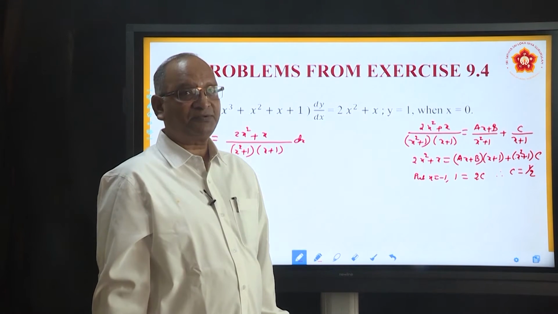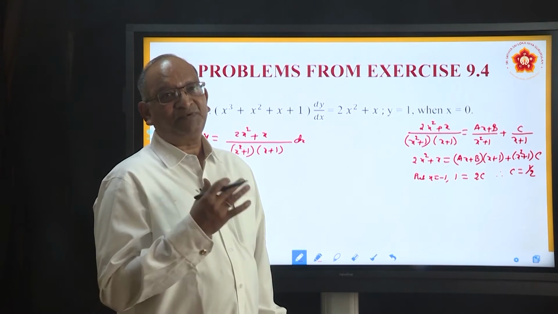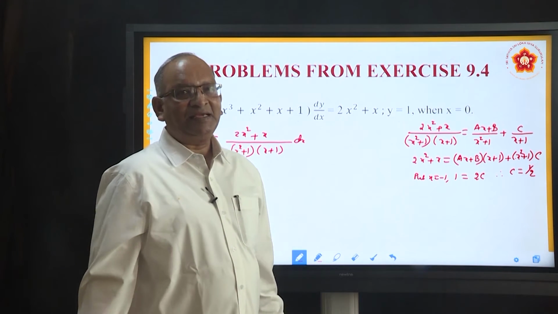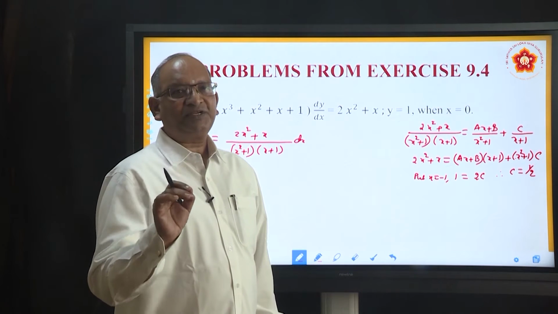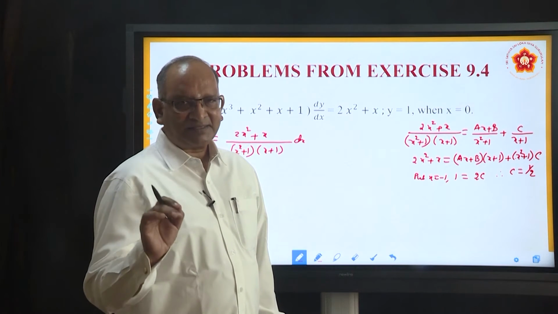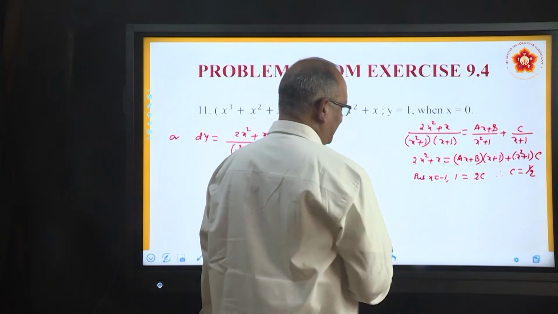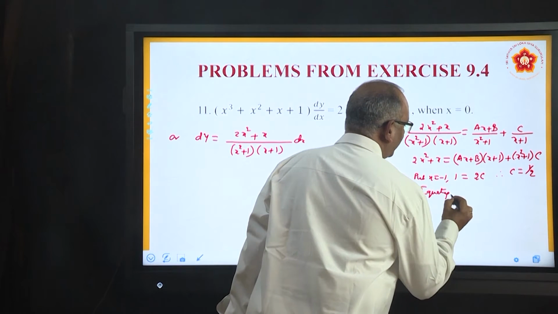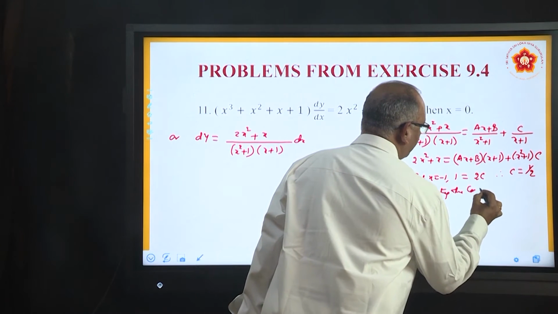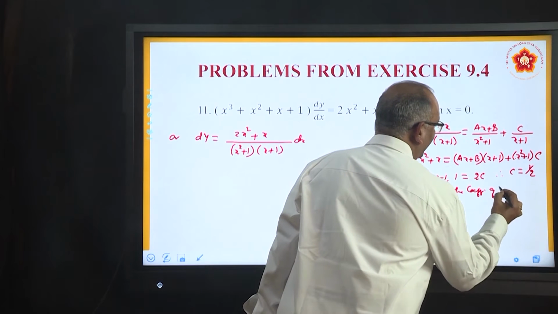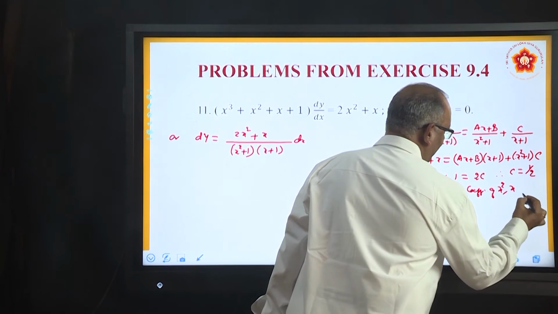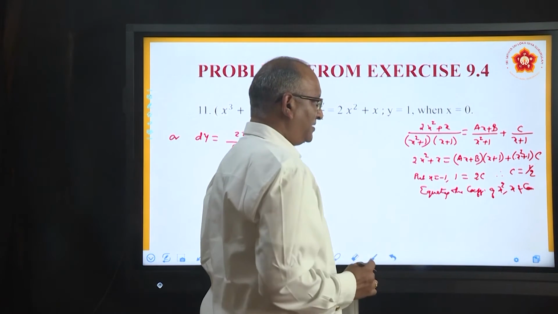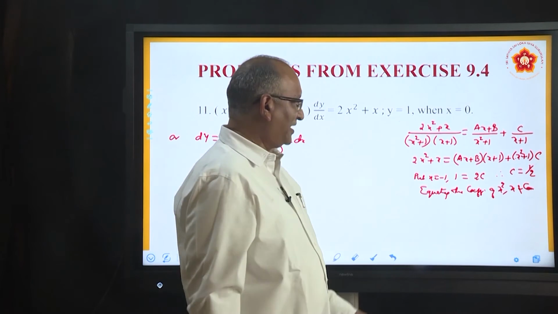How to get other values? You cannot substitute anything else which can make it 0. Any value can be substituted, but it will not make it 0. So, the easier way is equating the coefficients of x square, x and constant. That is the procedure. What is the procedure? Equating the coefficients of x square, x and constant means what?